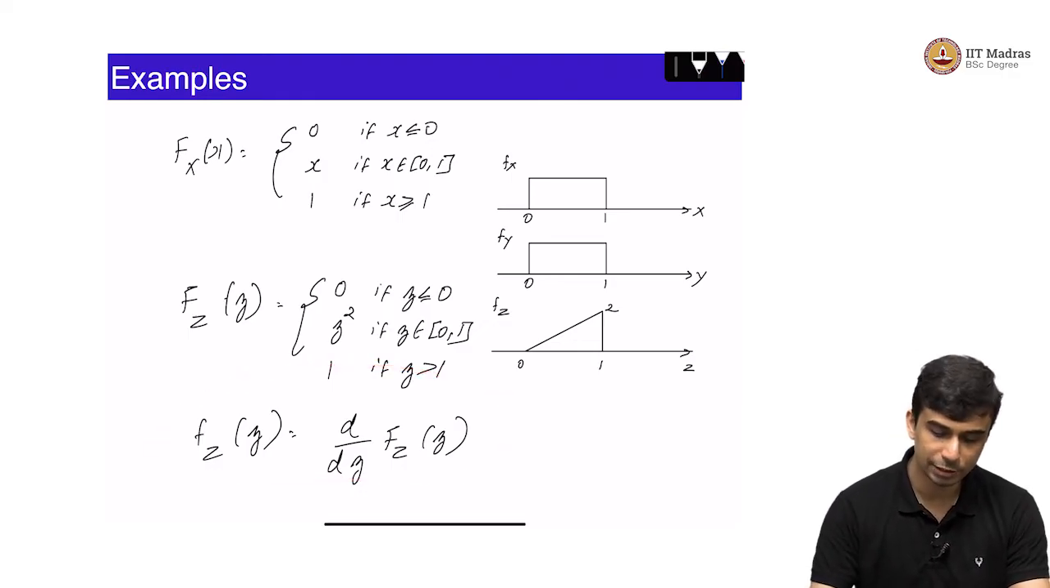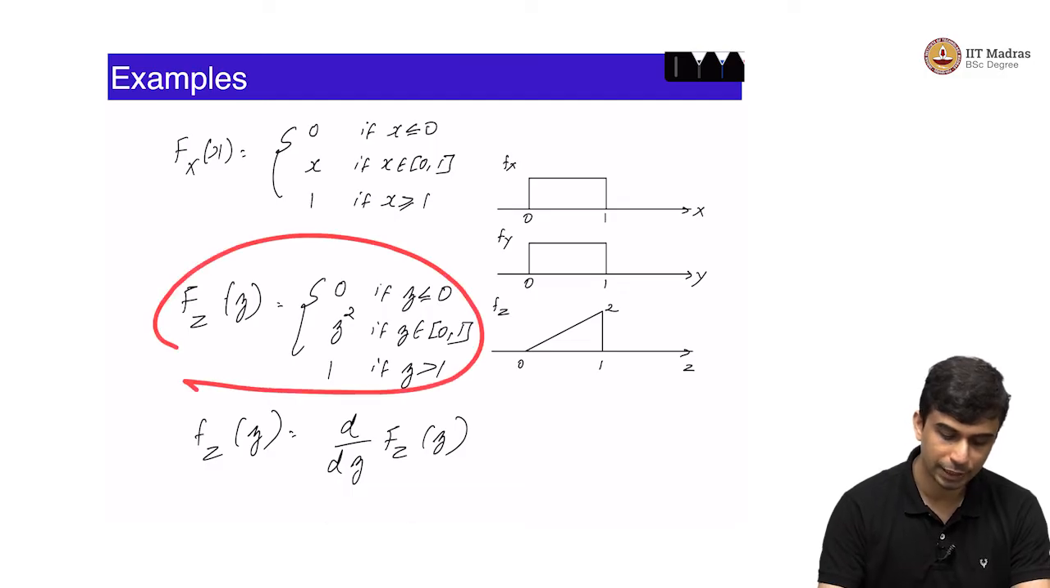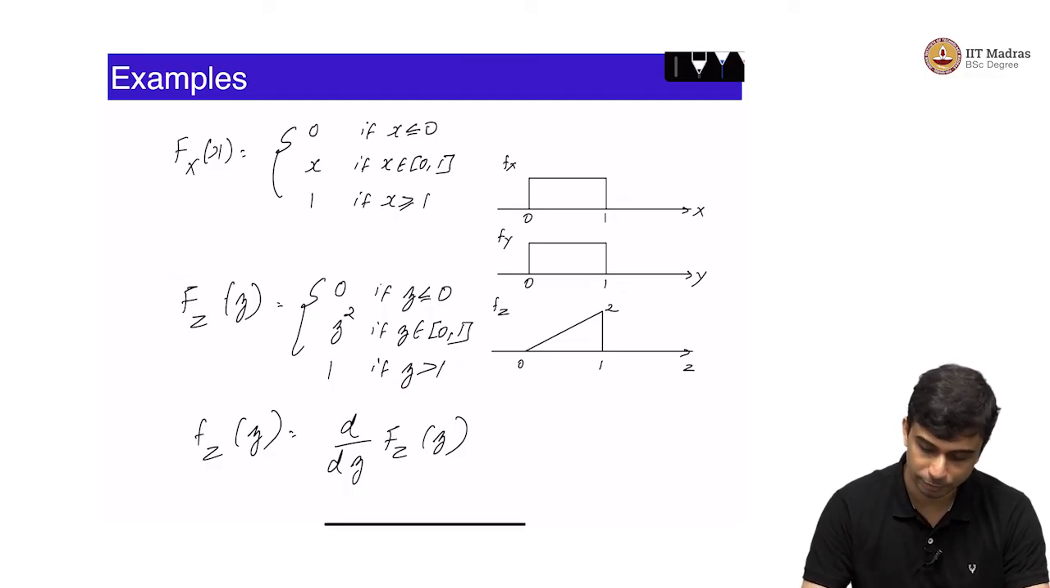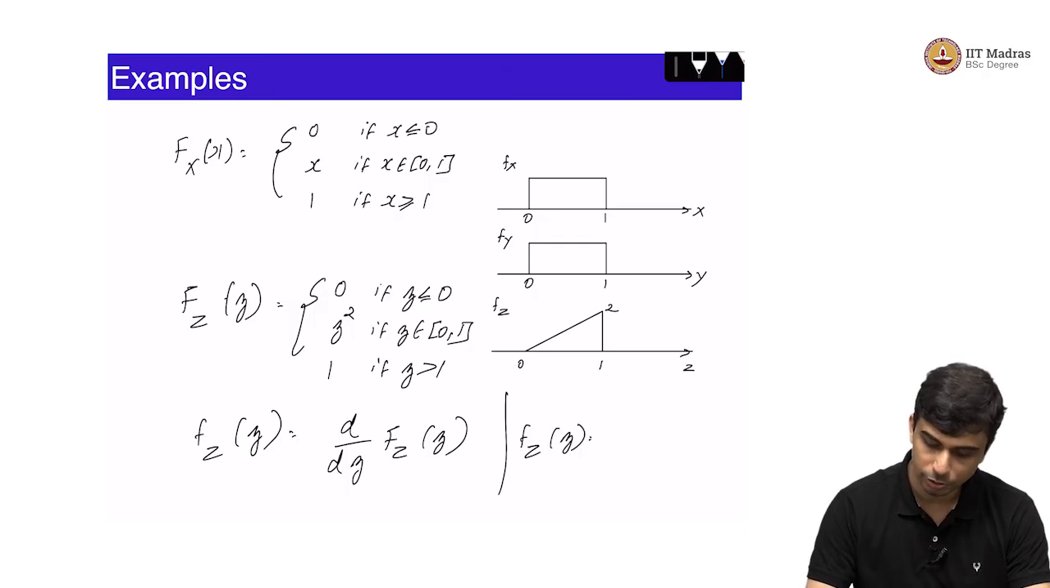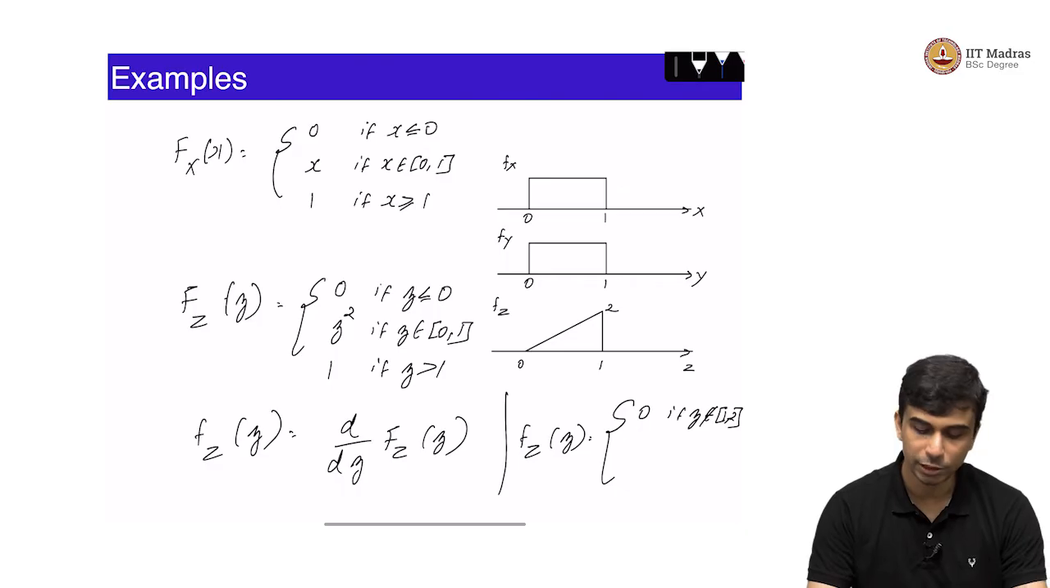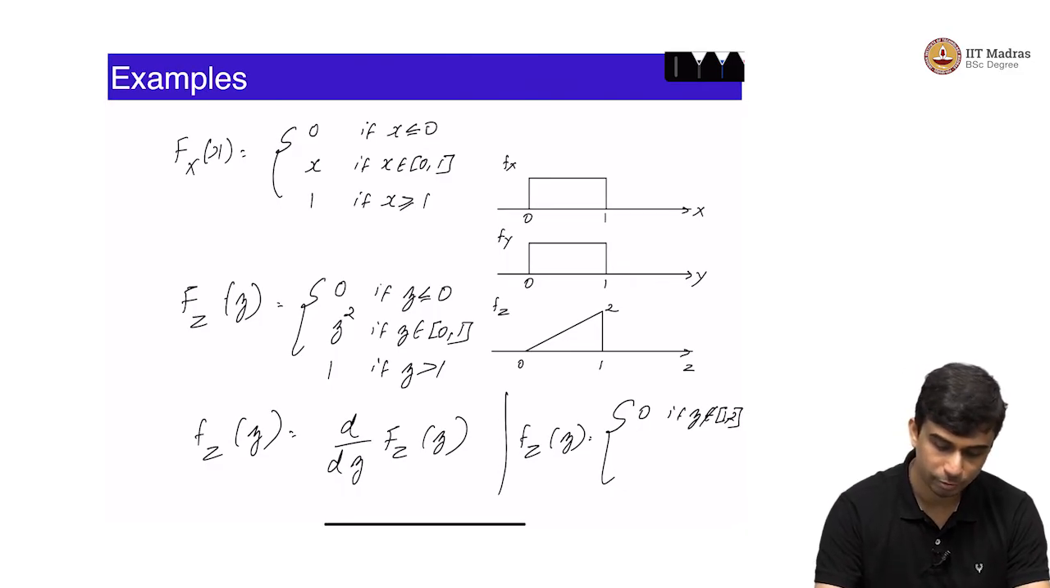So, by differentiating this function we get that the density function fZ of z is equal to 0 if z does not belong to 0 comma 1.